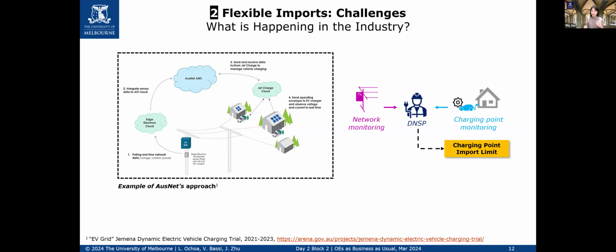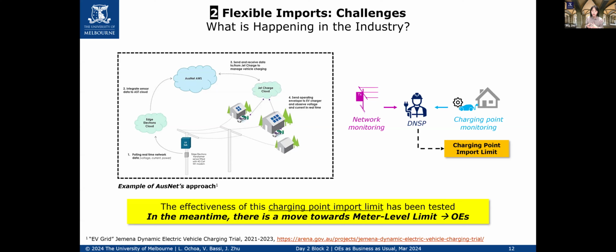So the DNSP takes the monitoring data from the network, and also from the charging point, and using those data, they will be able to calculate a good set of EV charging set points. So we'll be able to manage the charging demand remotely. Here we name it the charging point input limit, which is a limit put on the EV charger only. Overall, this charging point input limit has already been proved very effective.